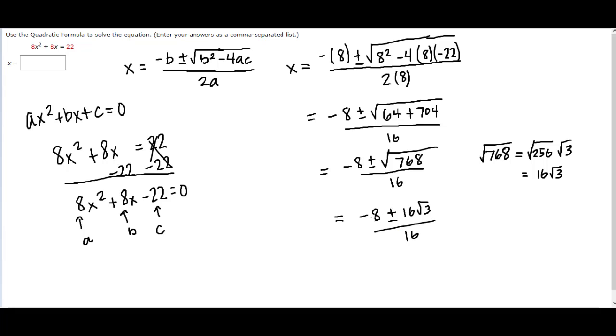And now we can cancel anything here that is outside of this radical that is divisible by the same number. So 8 goes into 8 once, 8 goes into 16 2 times, and 8 goes into 16 2 times. So you may also enter for this answer negative 1 plus or minus 2 square root of 3 over 2, and WebAssign will also accept that answer.